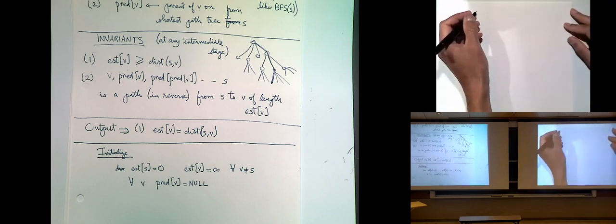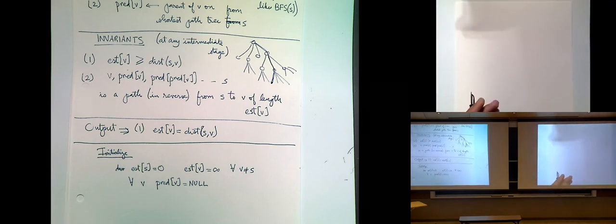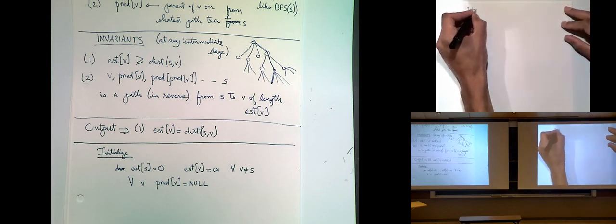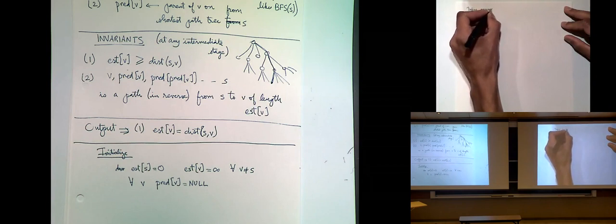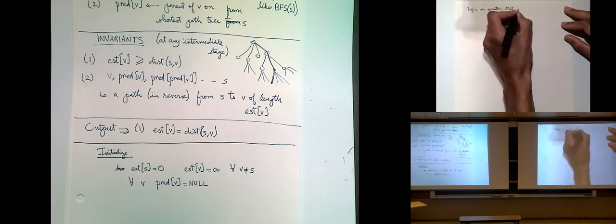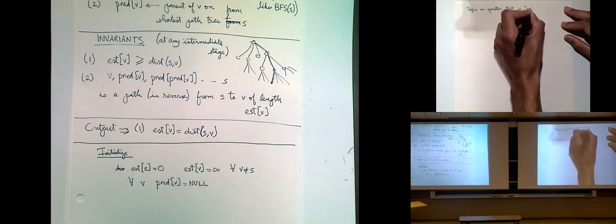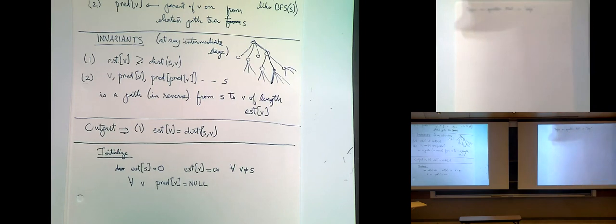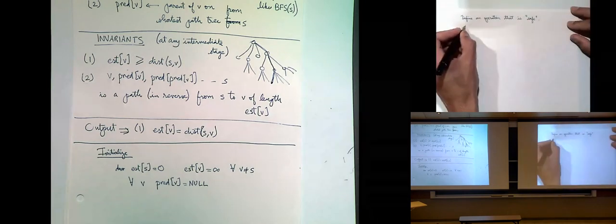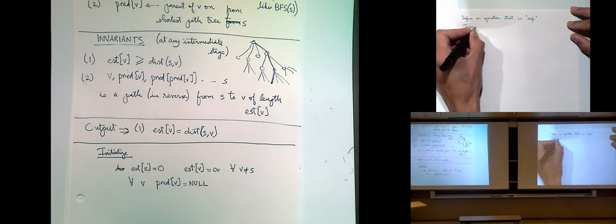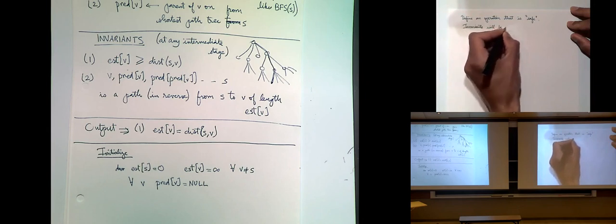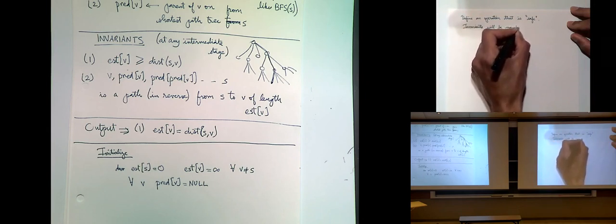Now I'm going to define a particular operation. Okay? So I'm going to write this out. I'm going to define an operation that is safe. So what does safe mean in this context? It means that the invariants will be maintained.